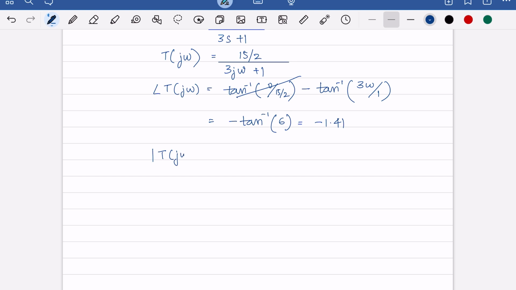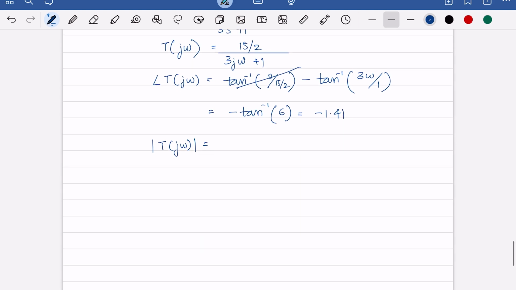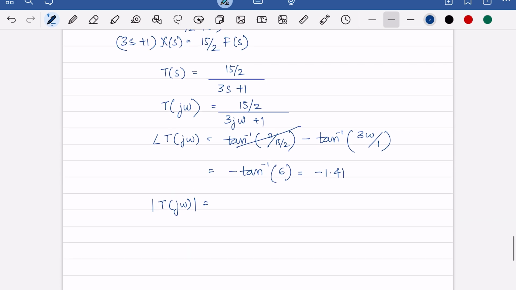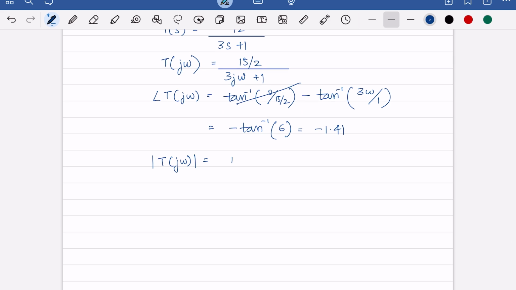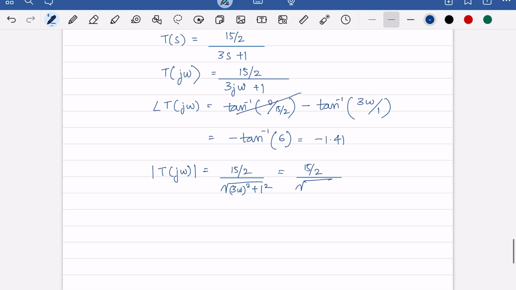The other part is the magnitude gain. So in this case, we are looking at finding out the magnitude of the phasor that's associated with the ratio of the numerator to the denominator. In this case, it's quite straightforward. In the numerator is 15/2, and in the denominator, it is (3 omega) whole squared plus 1. We're looking at the imaginary part of the complex number squared plus the real part squared. So when we substitute, we get 15/2 divided by root over (3 times 2, so that is 6) squared plus 1.